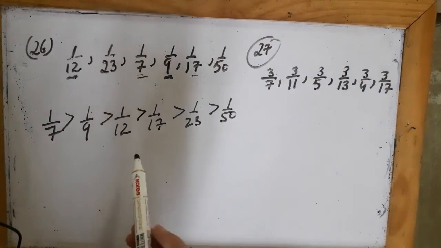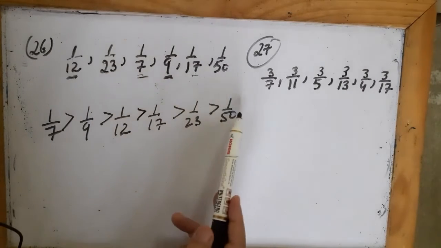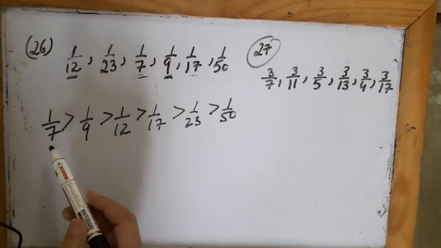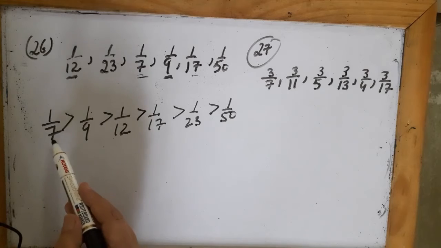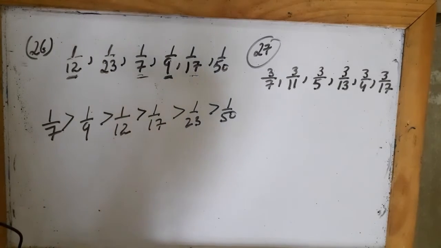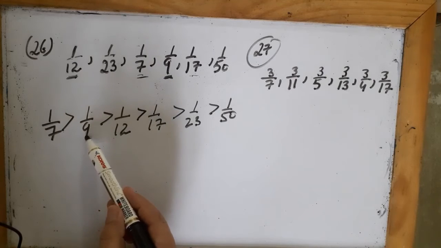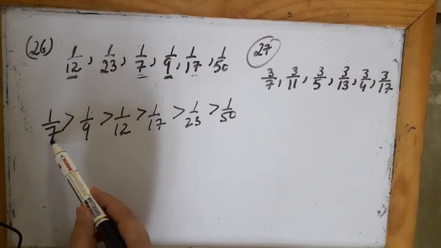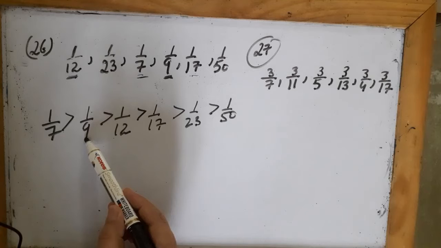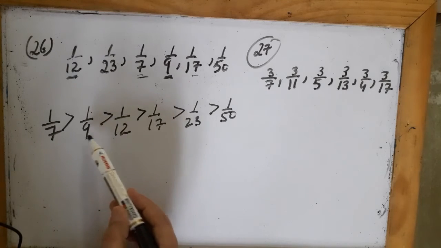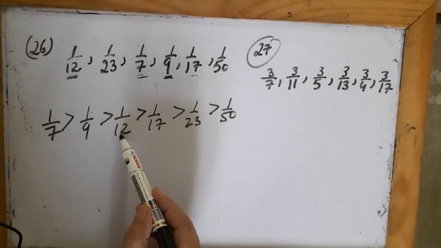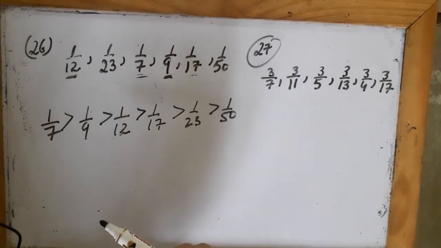So you remember the rule that if the numerators are the same, the fraction with the smaller denominator is the larger fraction. This denominator is smaller than this, so this is the larger fraction. This denominator is smaller than this, so this is larger than this. This denominator is smaller than this, so this fraction is larger than this fraction.